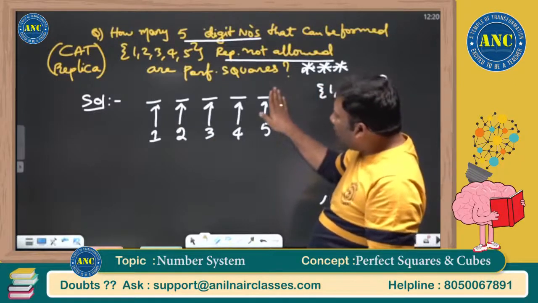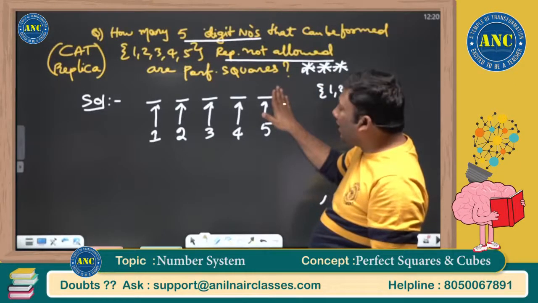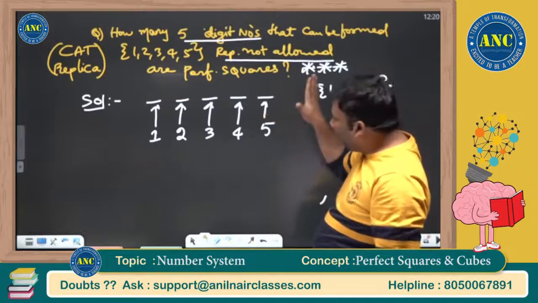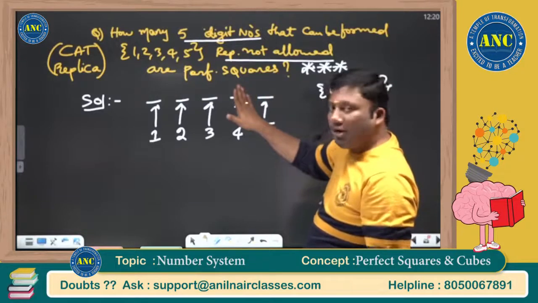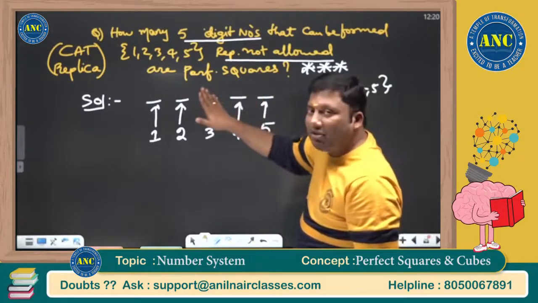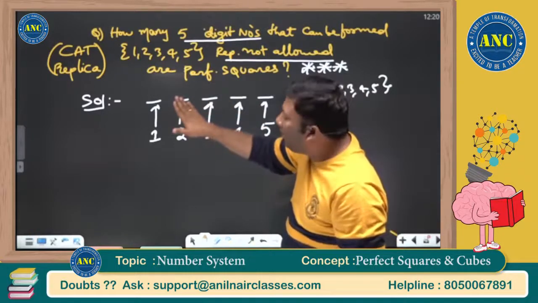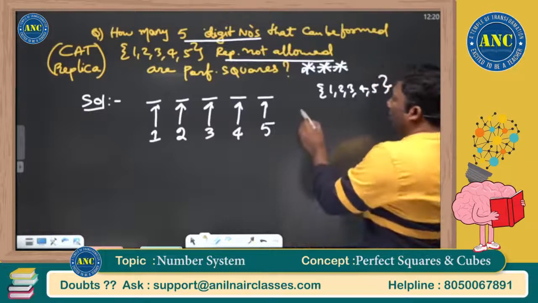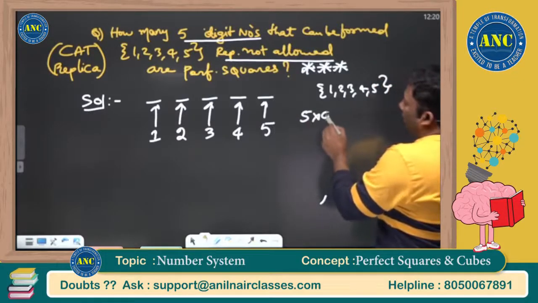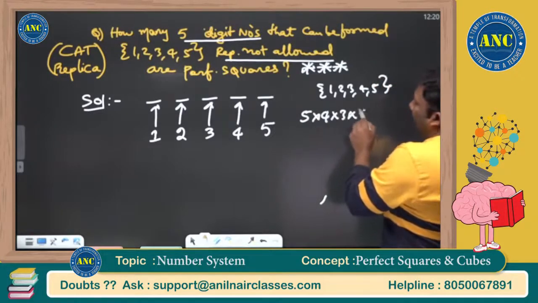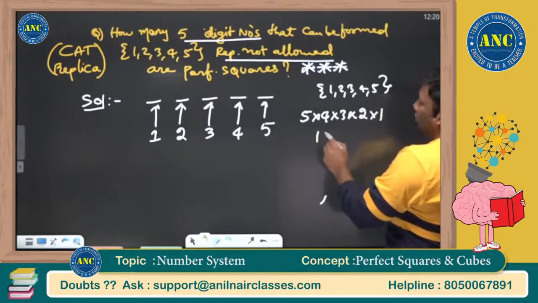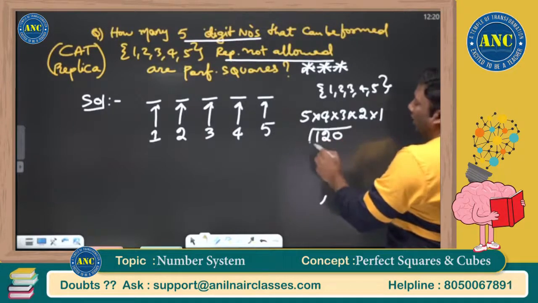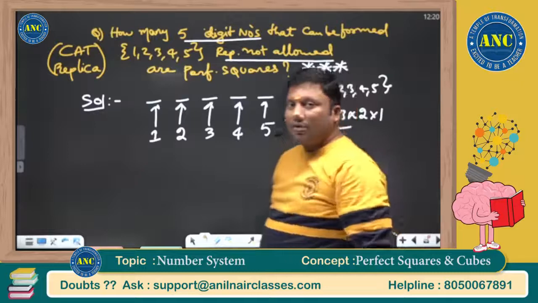Suppose here 1 can come, 2 can come, 3 can come, 4 can come, 5 can come. If I fix 1 digit, from the remaining 4 digits, any one will come. Remaining 3 digits, any one will come. Remaining 2 digits, any one will come. Remaining 1 digit, any one will come. Total, one event after the other event: 5 into 4 into 3 into 2 into 1. Total 120 numbers are there.